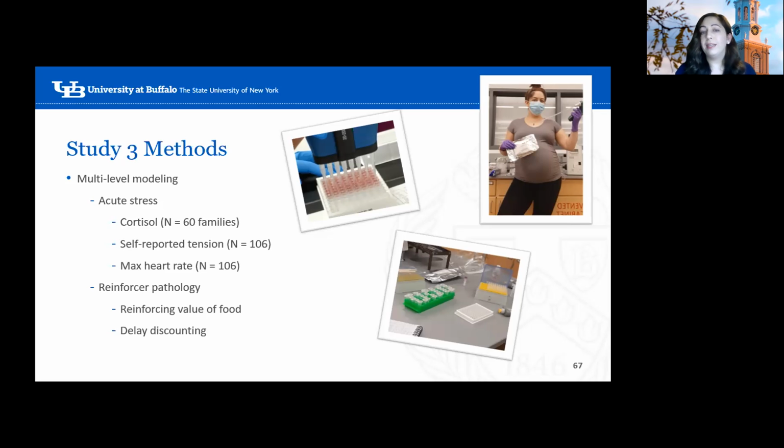We required complete data from both parent and offspring for all 3 appointments, which is why the N is so much lower for cortisol than the other measures. Self-reported tension and heart rate were missing for some appointments, but we included all available data in the analyses. Every participant had at least 1 appointment with complete data for these.